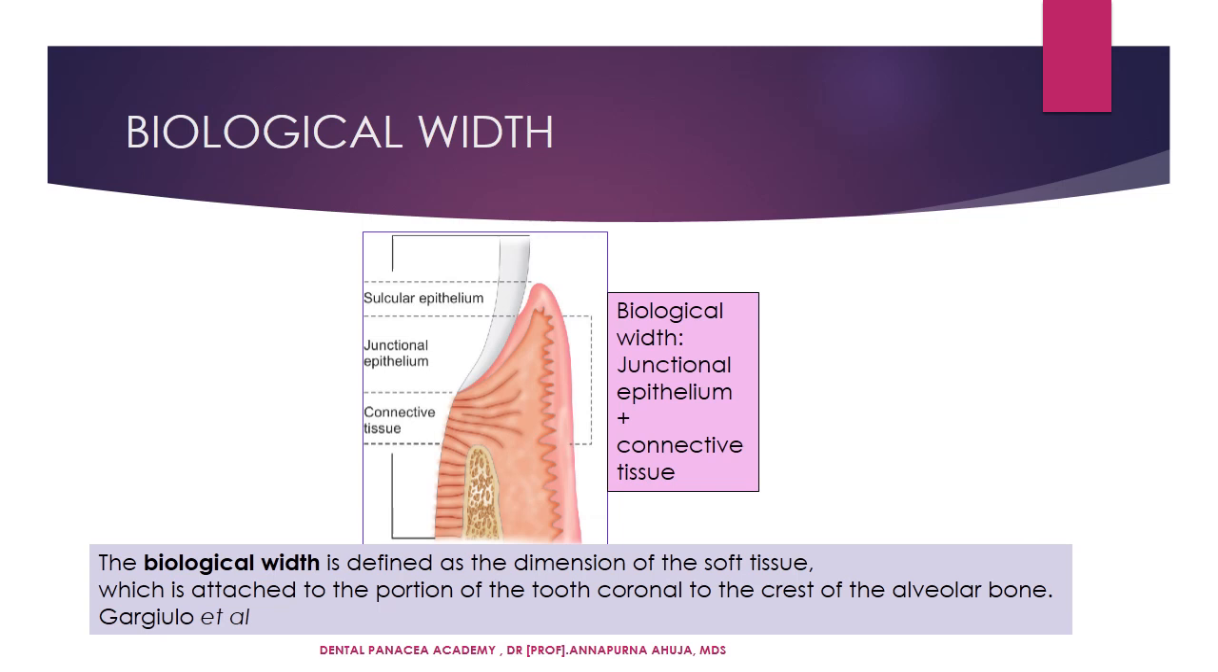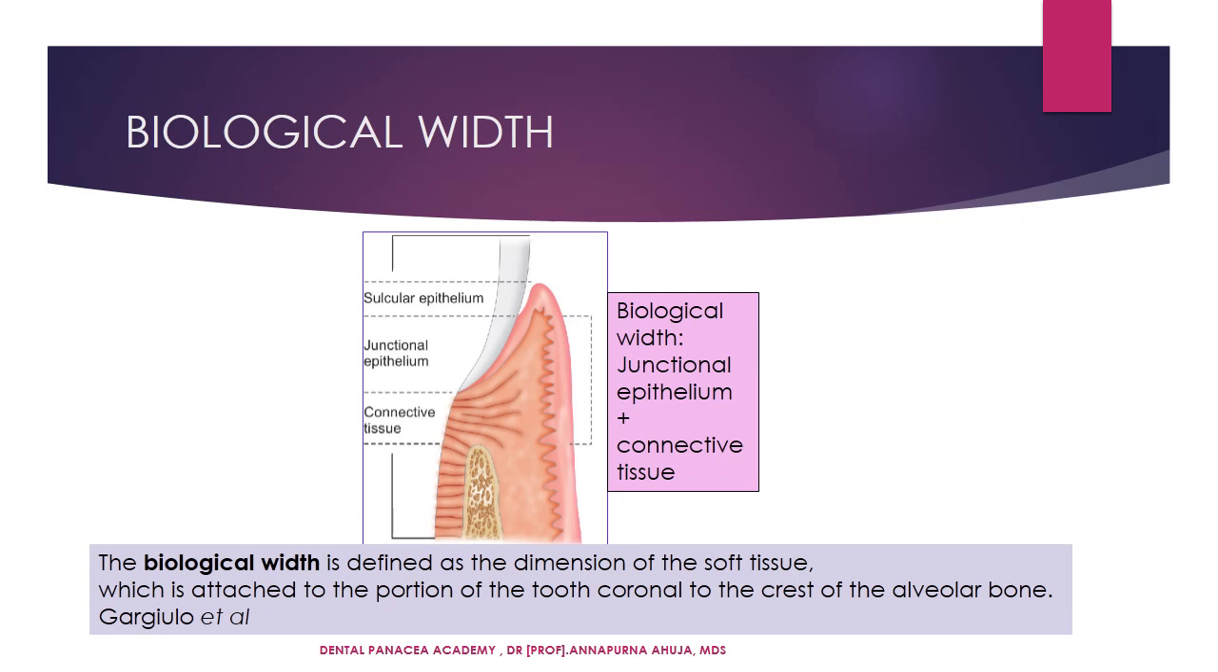Today I am going to discuss biological width. What is biological width? It is junctional epithelium plus connective tissue width. That's going to give the tooth a protective coverage or protective shield. It protects deeper tissues from entry of bacteria and their toxins.